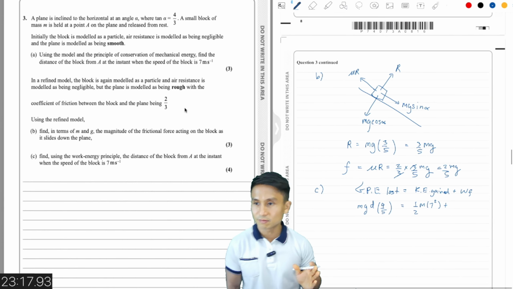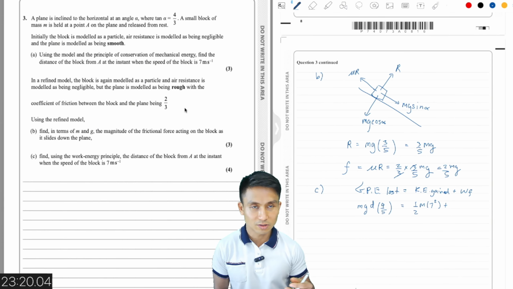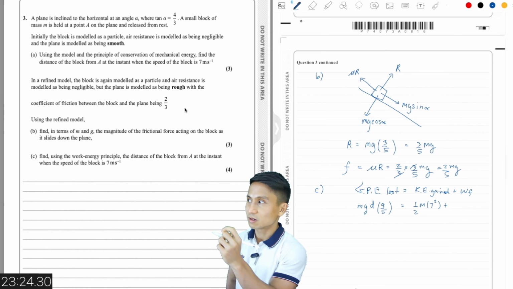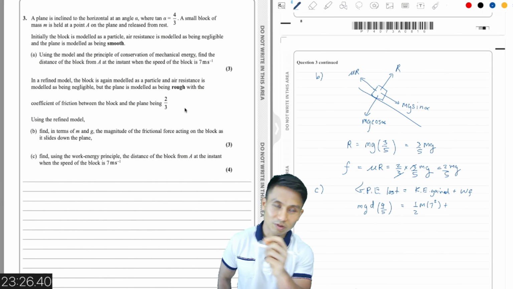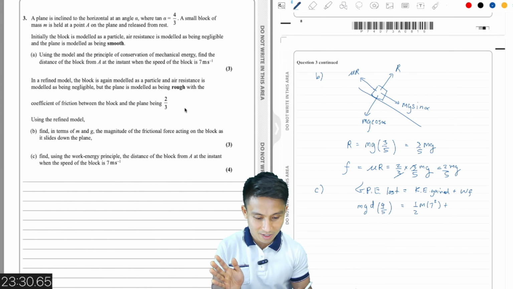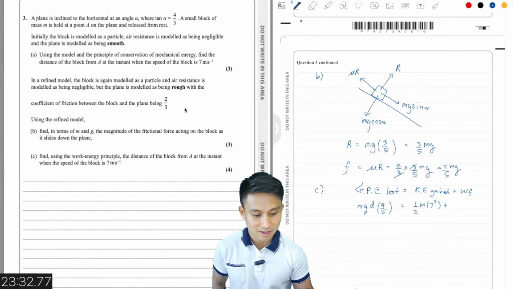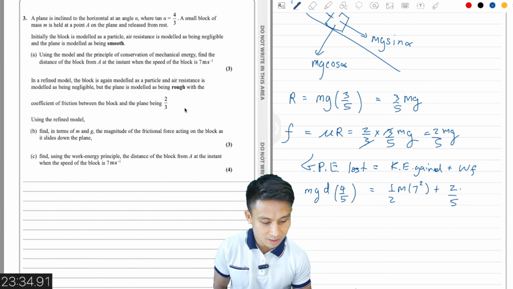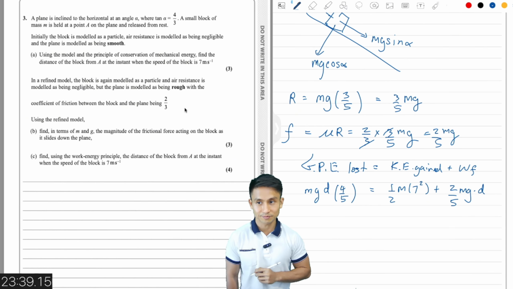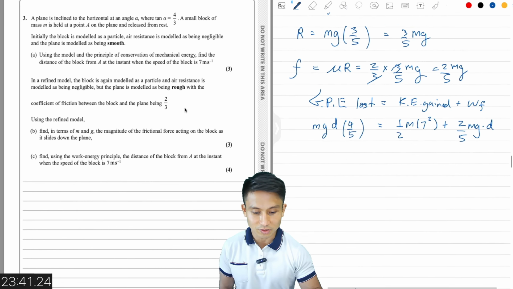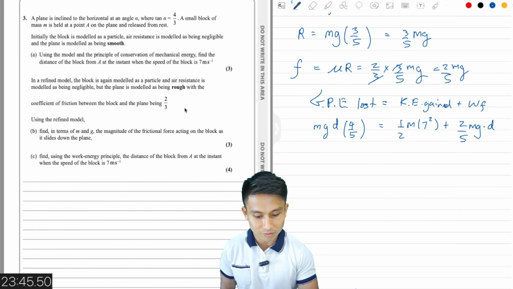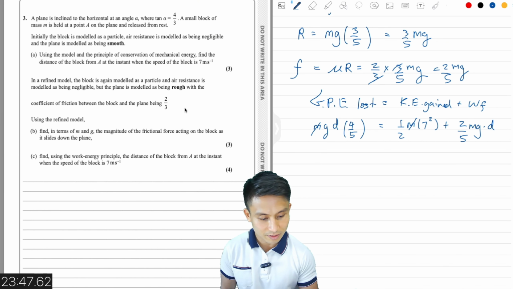Now the additional term, work done to overcome friction. So work done is just force times distance. So the force that is going against as friction would be this force, 2 over 5 mg. So it's 2 over 5 mg here times the distance itself down the plane. So that's just the additional term there. And of course, we are finding the d here. So mg, m cancel, sorry.